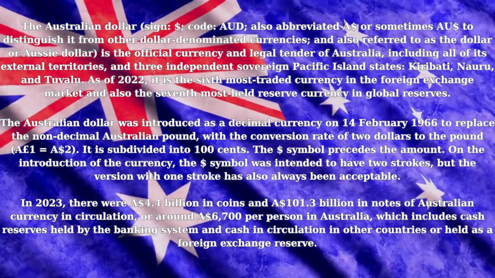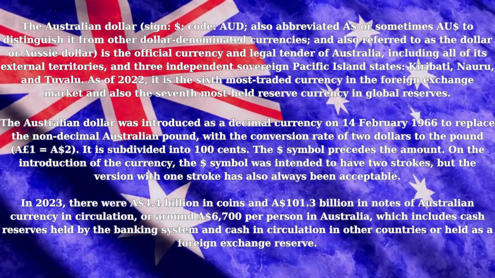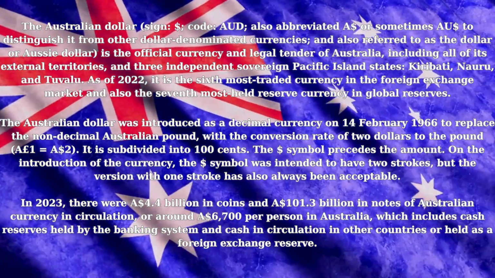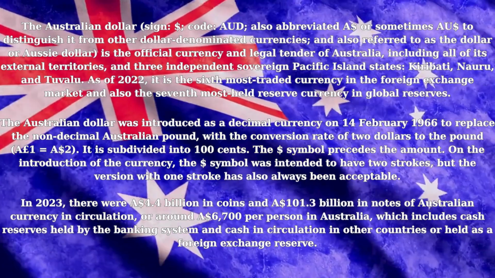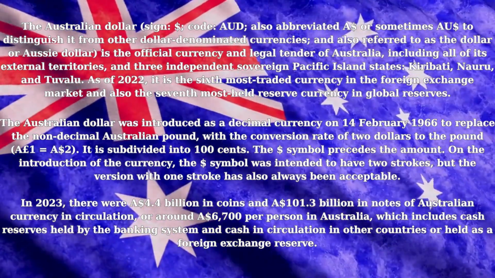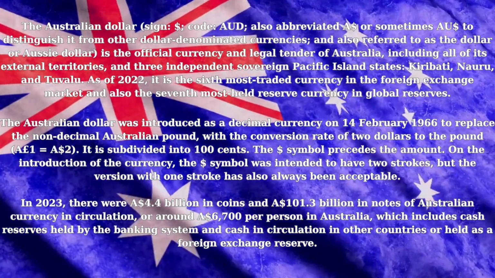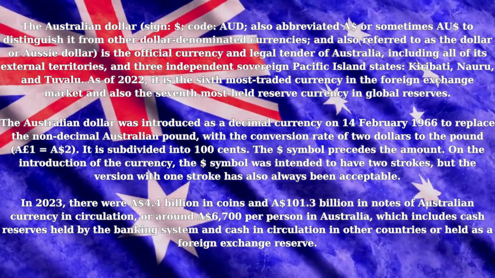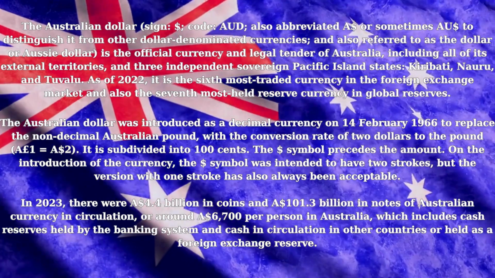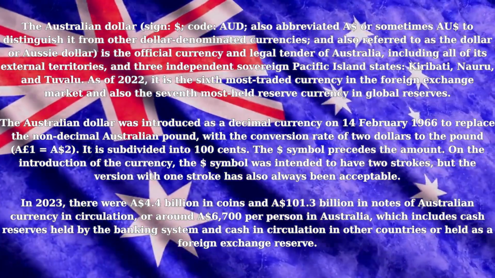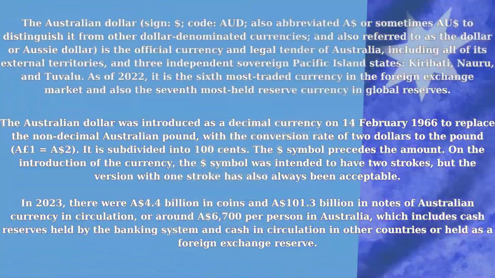In 2023, there were 4.4 billion Australian dollars in coins and 101.3 billion Australian dollars in notes of Australian currency in circulation, or around 6,700 Australian dollars per person in Australia, which includes cash reserves held by the banking system and cash in circulation in other countries or held as a foreign exchange reserve.